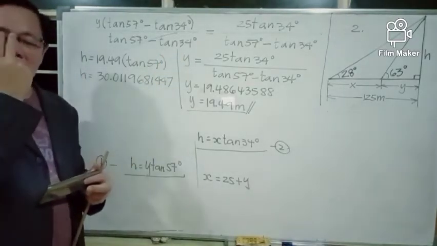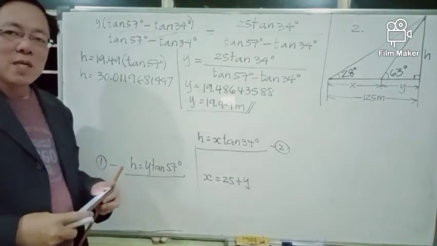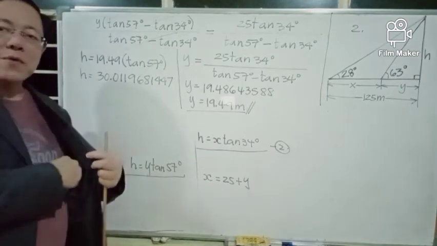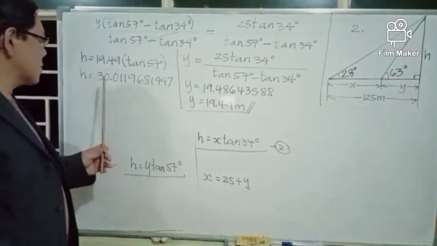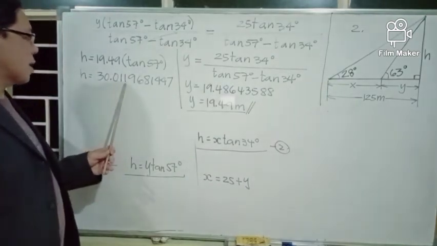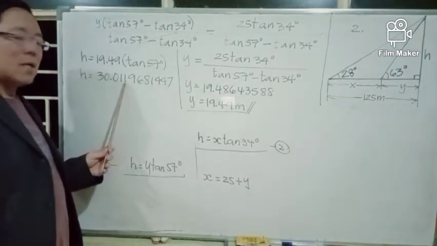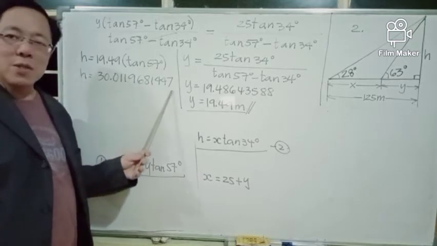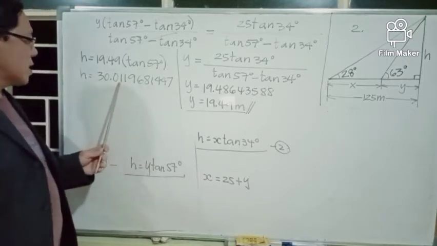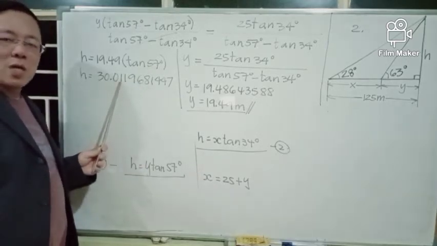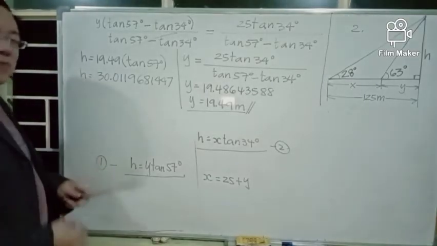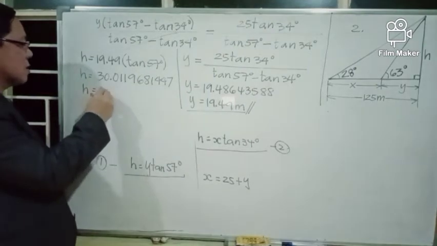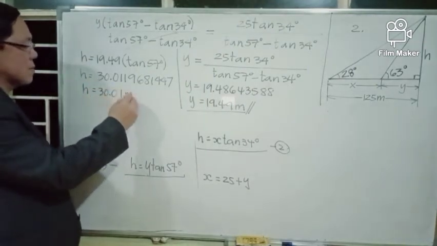Again, we round this off to two decimal places. After the decimal point, you count 3, 1, 2, 3. The number to be dropped is 1. Since 1 is less than 5, we simply drop 1 and all the digits to its right, and we do not add 1 to the preceding digit 1. Therefore, our h is 30.01 meters.